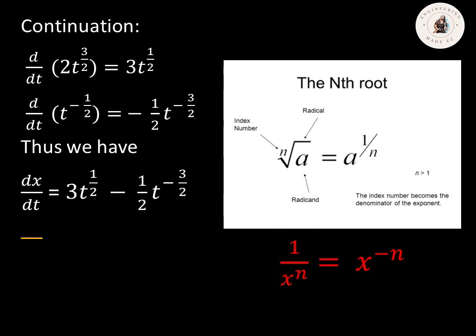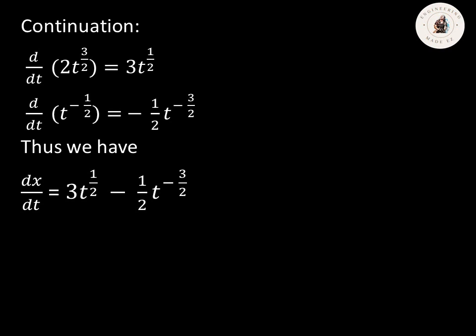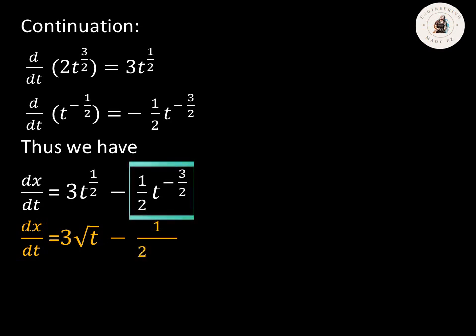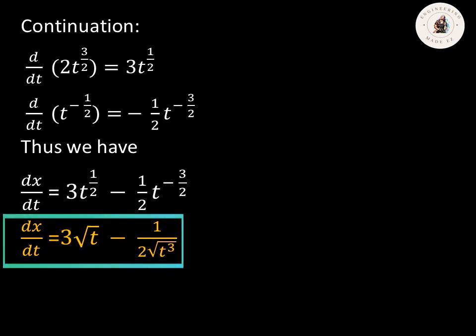Applying this concept in simplifying our answer, we have the derivative of x with respect to t is equal to, for 3t raised to 1 half, 3 square root of t, minus, for 1 half t raised to negative 3 over 2, 1 over 2 square root of t cubed. So our final answer is 3 square root of t minus 1 over 2 square root of t cubed.